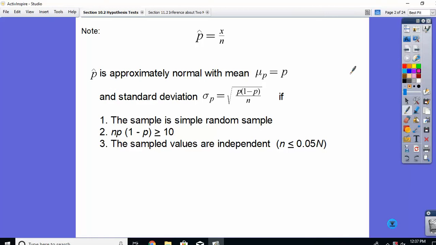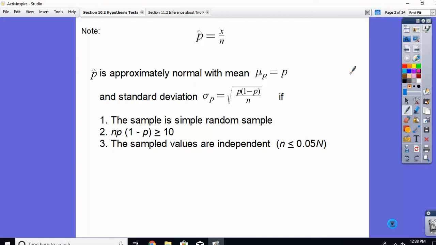For instance, on our last test, we talked about p hat. We know that p hat is x over n. We know it is normal with the mean and standard deviation. That is all on your formula sheet when we talked about it before.